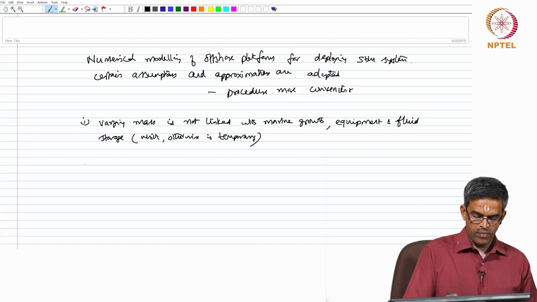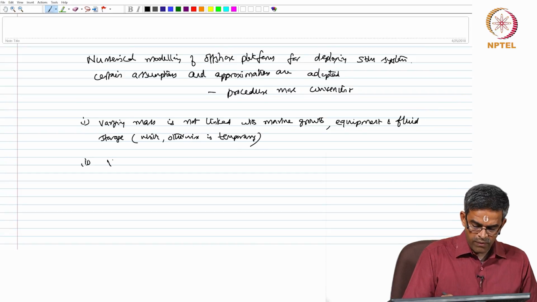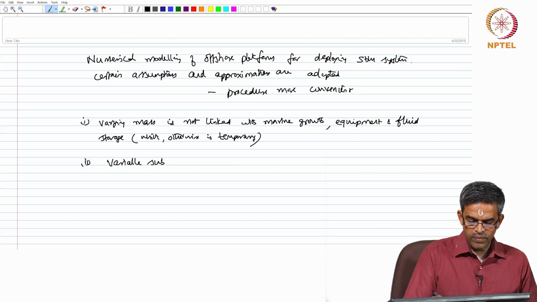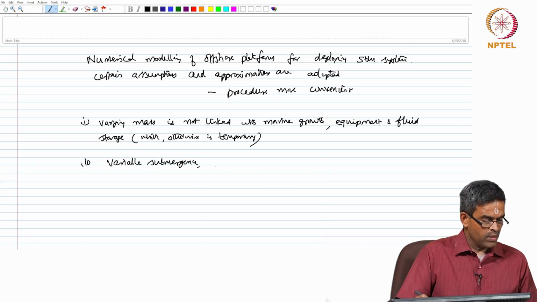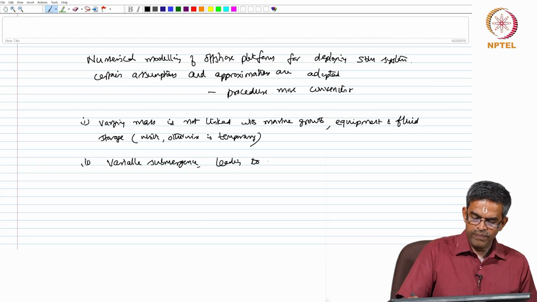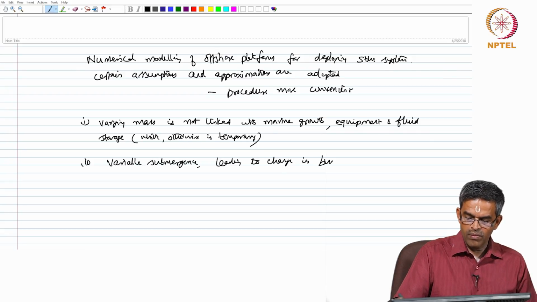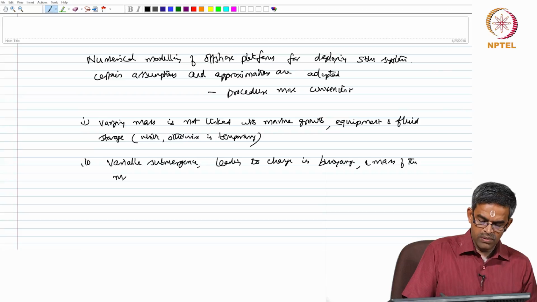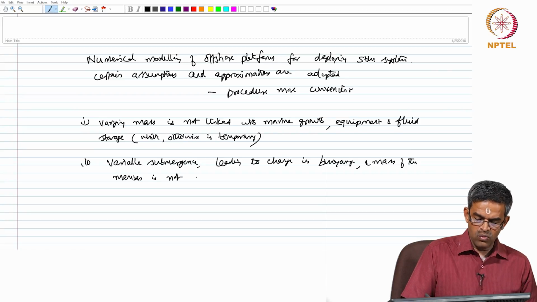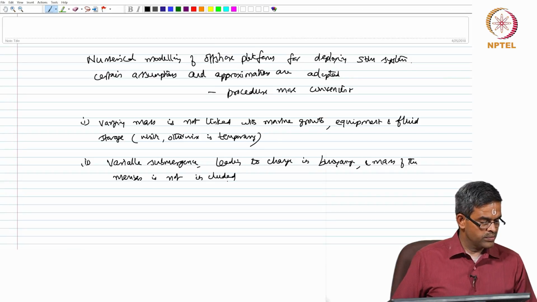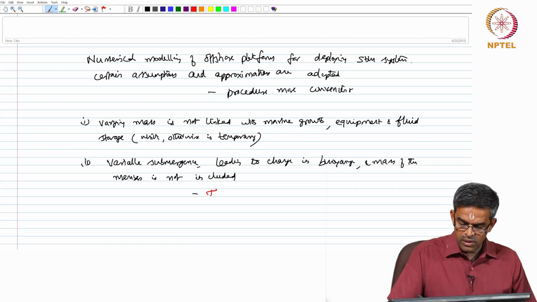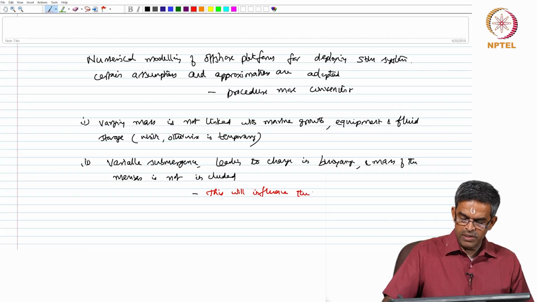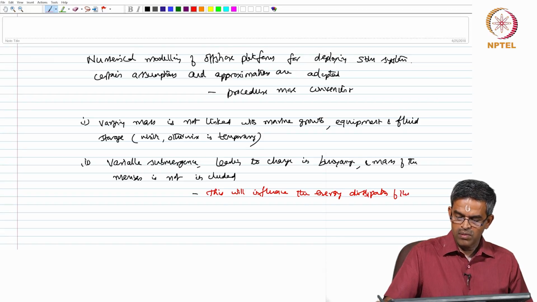The second assumption is variable submergence leading to change in buoyancy and mass of the members is not included, and it is important to note that this will influence the energy dissipation of the system significantly.